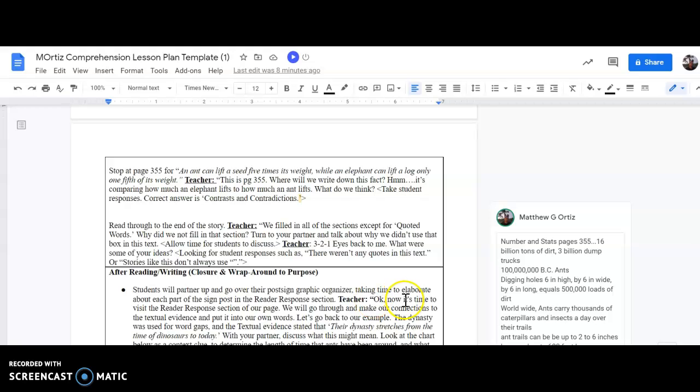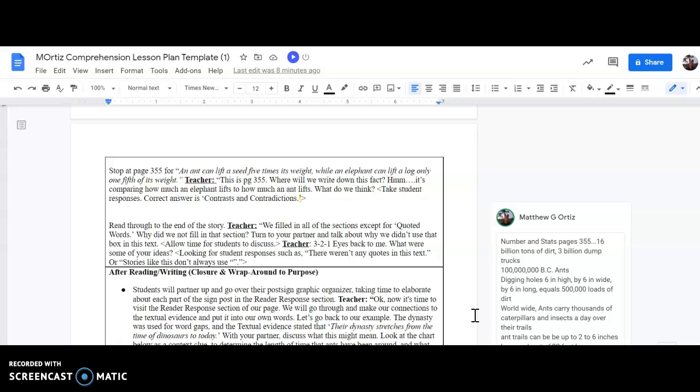Teacher, I'll go ahead and say, okay, now it's time for the reader response section of our page. We will go through and make our connections to the textual evidence and put it in their own words, right? We're looking for their own words to show that they are having comprehension, right? I want to assess them on how well they comprehended the information. Let's go back to our example. The word dynasty was used for word gaps, and the textual evidence stated that the dynasty stretches back from the time of the dinosaurs to today.